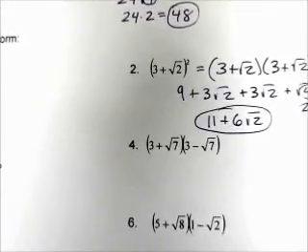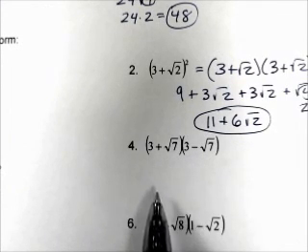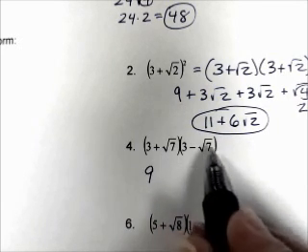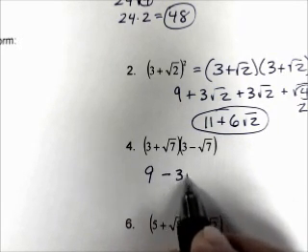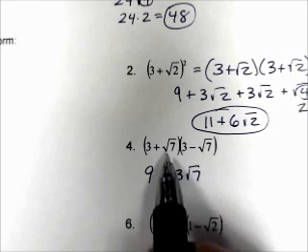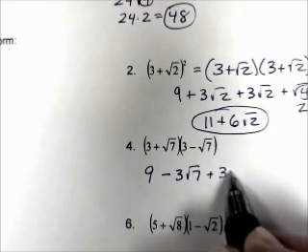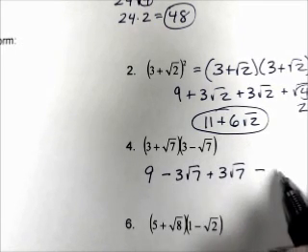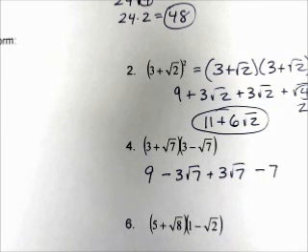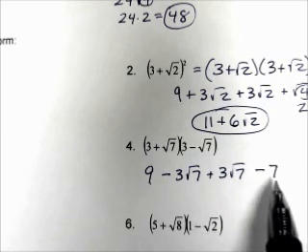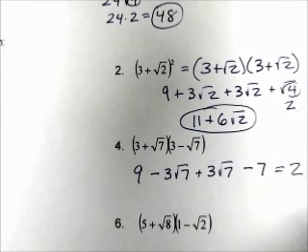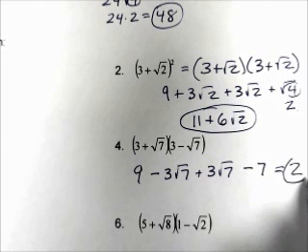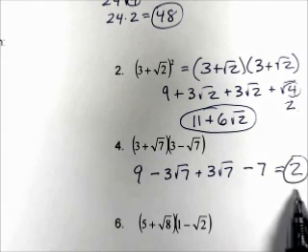Number 4. Again, foiling the two binomials here. 3 times 3 is 9. 3 times negative square root of 7 is negative 3 square root of 7. Positive square root of 7 times 3 is positive 3 square root of 7. Square root of 7 times negative square root of 7 is negative square root of 49, which is simply negative 7. Combining 9 subtract 7 is 2. And negative 3 square root of 7 and positive 3 square root of 7 is 0. So this result is a rational number.